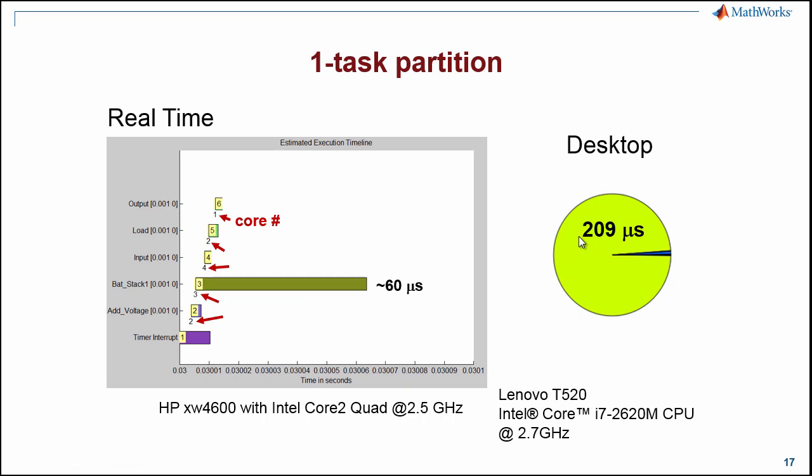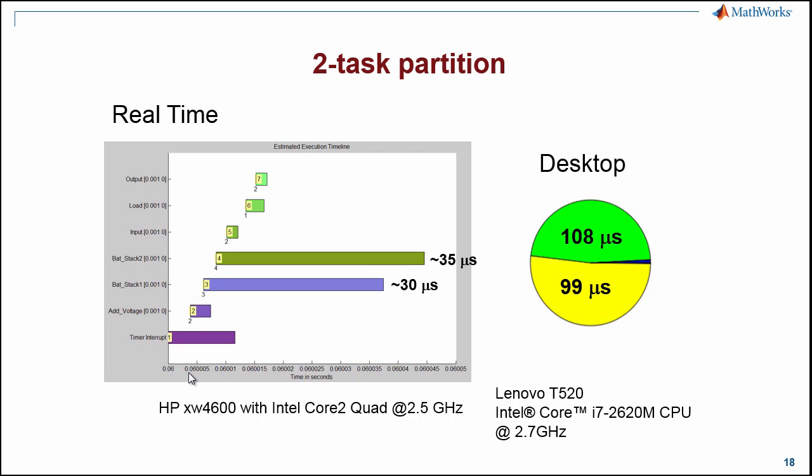And one of the reasons why is that we are talking about two different computers, two different pieces of hardware. So quantitative matching is not to be expected. How does that compare when we are observing the two-task partition option?